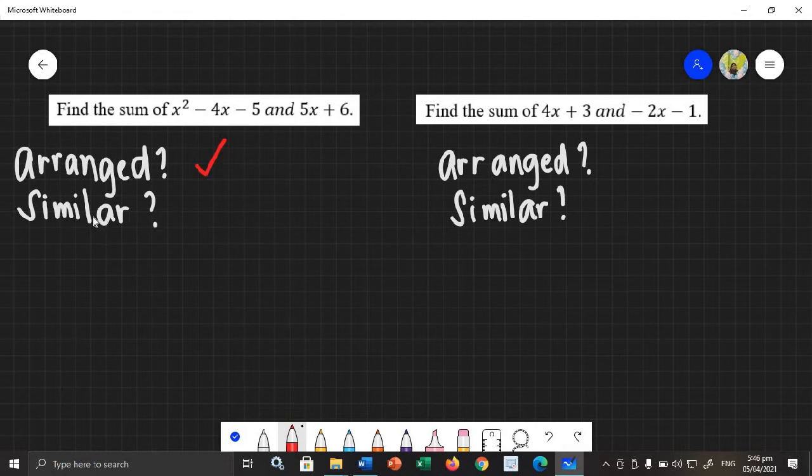Now, take a look at this. Are they similar? Okay? So, the literal coefficient of 5x plus 6, is it also present in the other one?